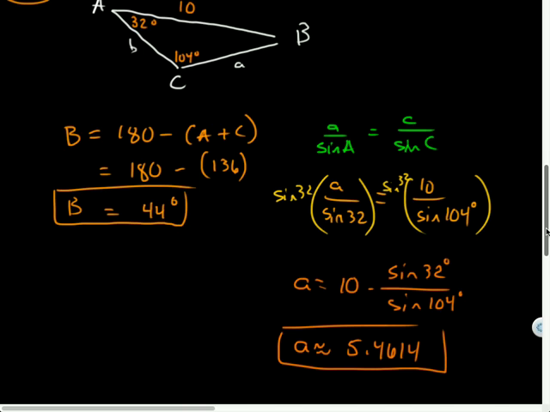Now, could I find a little b using the Pythagorean theorem? No. Because the Pythagorean theorem only works in right triangles. So I can't find a little b using that. But what could I do to find b?